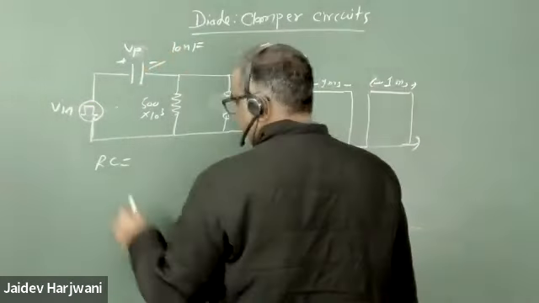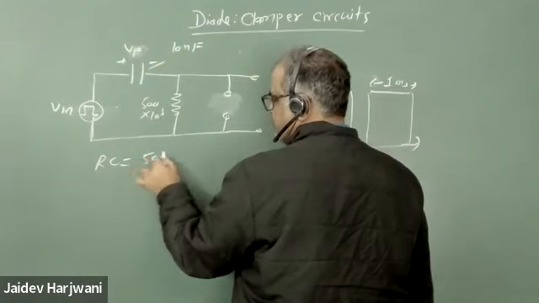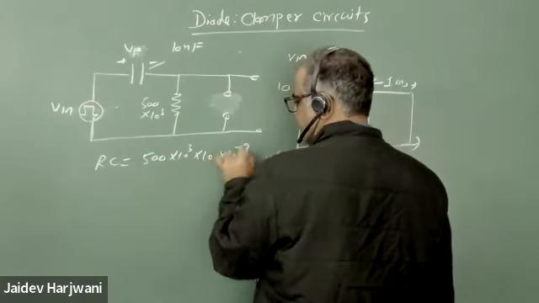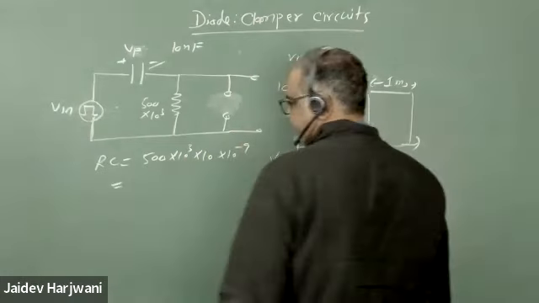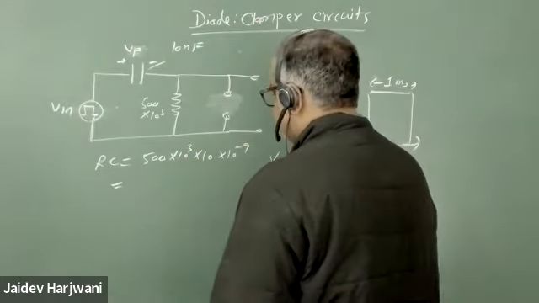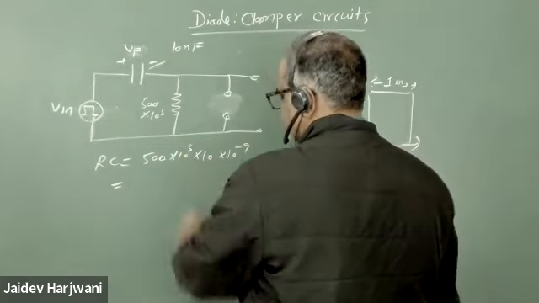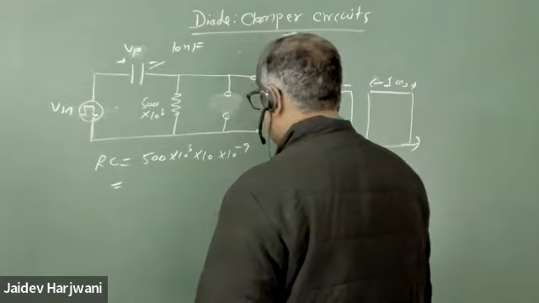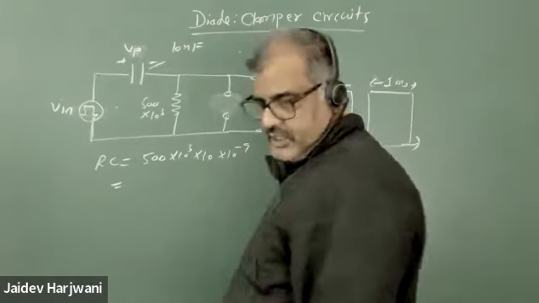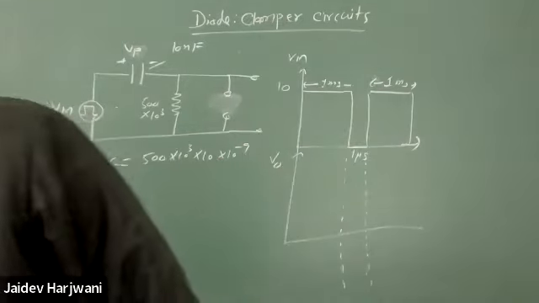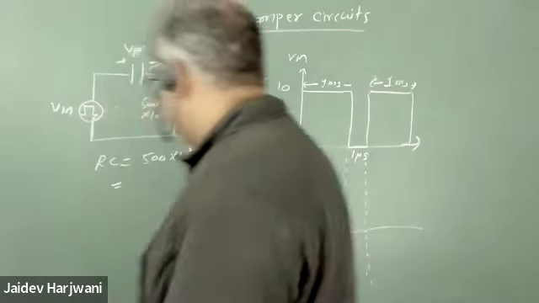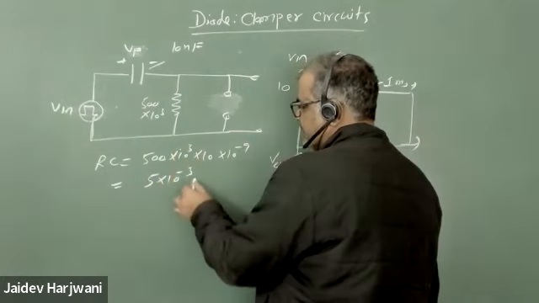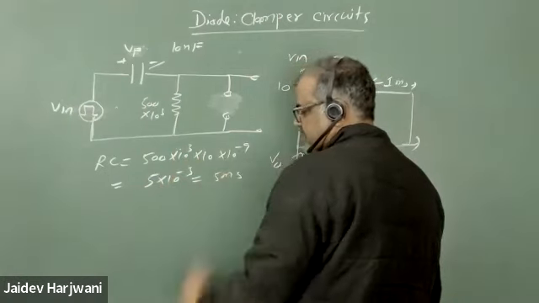In that case, what will happen? Your R is 500 kilo ohm and you have 10 nanofarad. So how much RC will come? 500 kilo ohm is 5 times 10 raised to power 5, and 10 nanofarad is 10 raised to power minus 8. Tell me please, how much should come? It's coming 5 times 10 raised to power minus 3. This is your 5 millisecond discharge time constant.